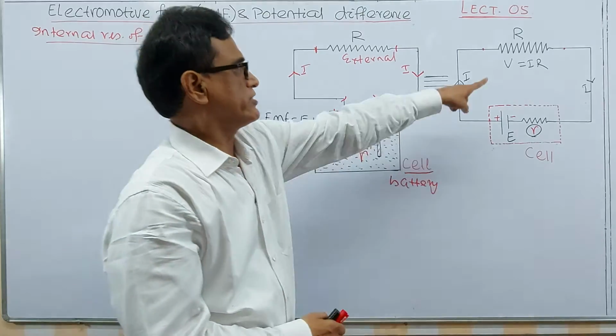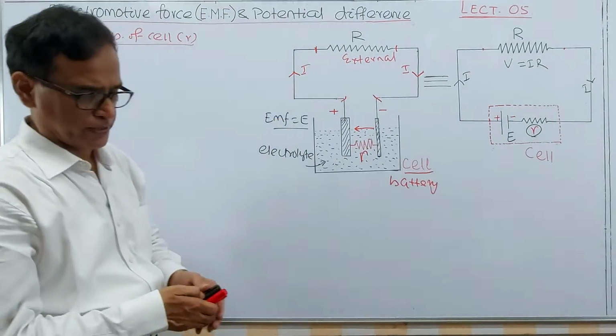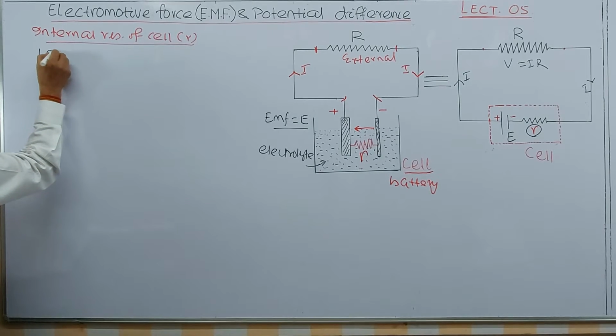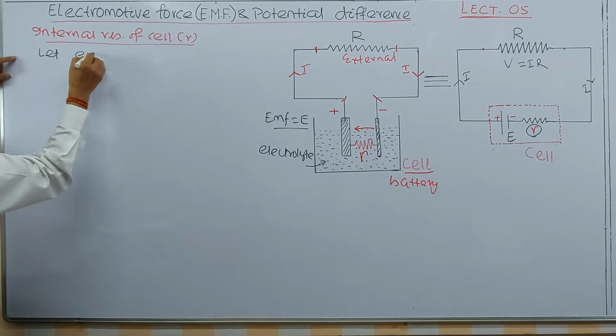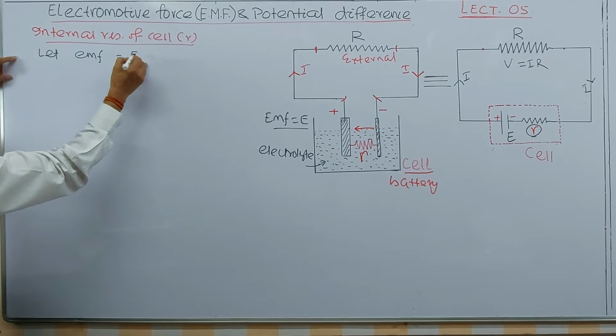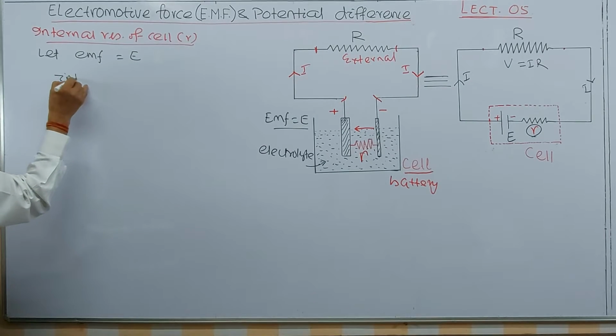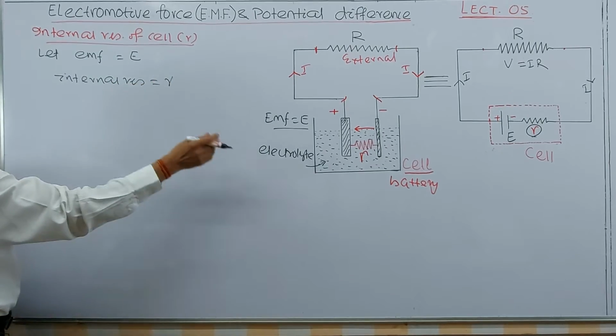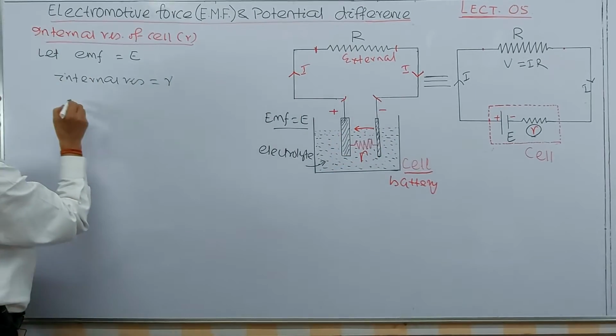Now the question is whether this is greater or this is greater. Let us have a formula for this. Now you see this derivation. Let the EMF applied be equal to E. The internal resistance of the cell is equal to r.